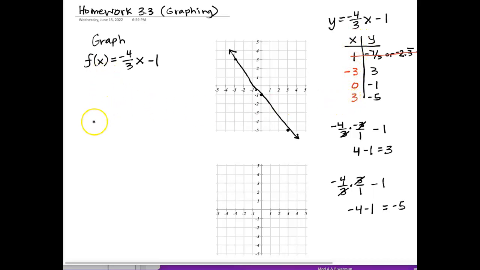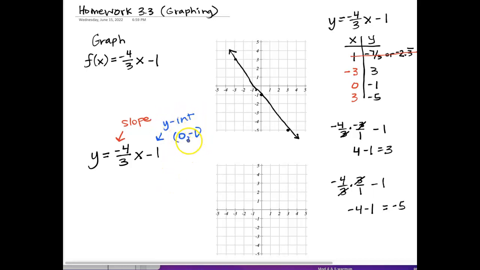Okay, but then the other way that you could go about graphing this that they talk about as well is talking about the slope and the y-intercept. Okay, so this negative 4/3 is the slope, and this negative 1 is the y-intercept. So an intercept always, it's a point on the graph, right? So when I'm saying negative 1 is the y-intercept, that means that 0 is my x and negative 1 is my y.